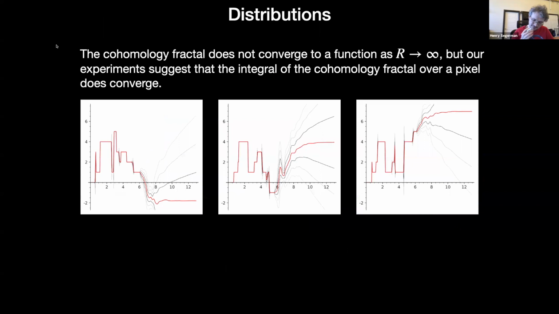So we're understanding within each pixel what the chromology fractal does statistically. And then the third direction is to say, okay, it doesn't converge to a function, but we should be averaging. And so it should be that the integral of the chromology fractal over a pixel converges even if the function itself doesn't converge. So these are three graphs taken at different places, different pixels. So what's going on here? This is the value of the average of the chromology fractal as we increase r.